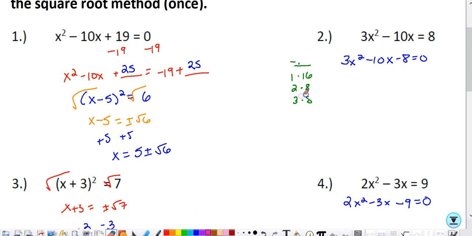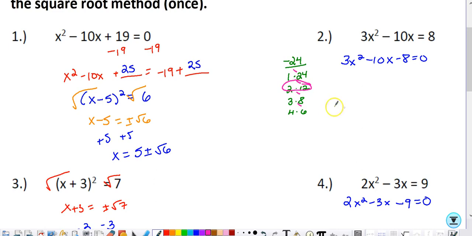Rewind. Wait, it would help if I multiplied correctly. That's a blooper. Okay. 3 times negative 8 is definitely negative 24. So we got 1 and 24, 2 and 12, 3 and 8, 4 and 6. To multiply to a negative and add to a negative, the bigger number is going to be my negative. And 2 and negative 12 are my pair.